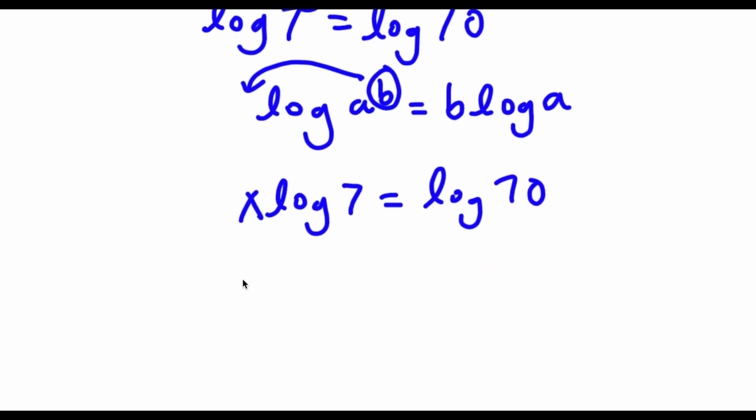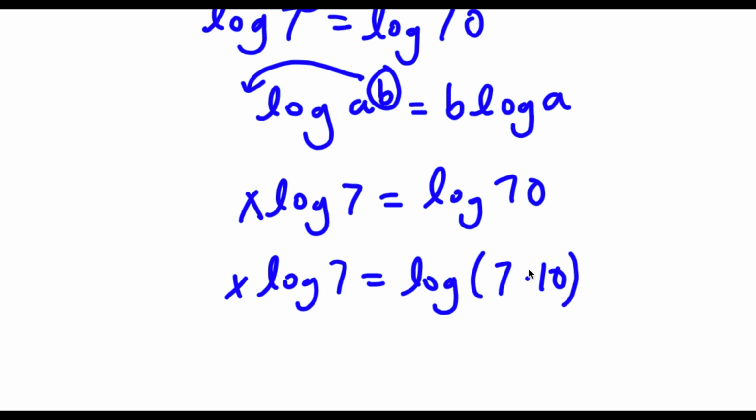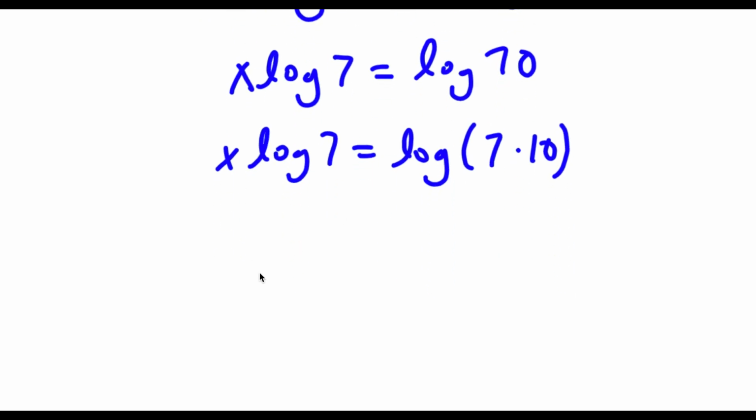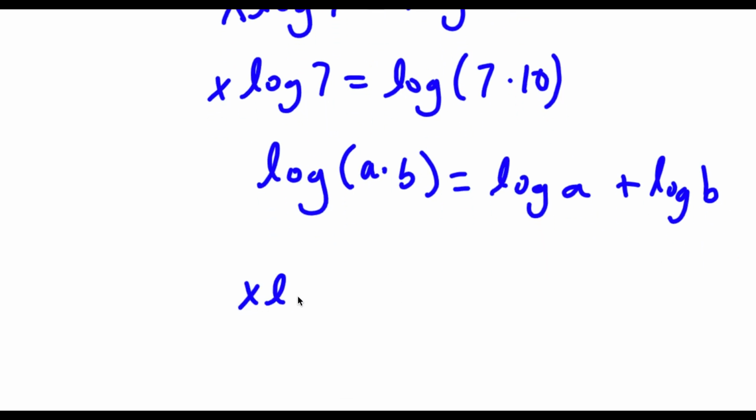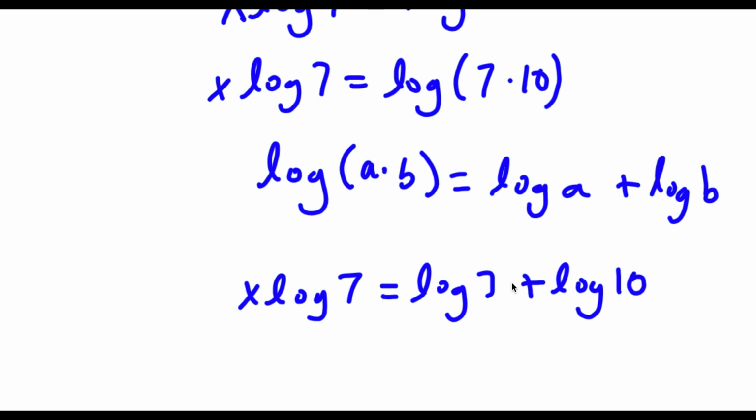Now log 70, that's the same thing as log 7 times 10. And now if I have something in the form log a times b, this is simply equal to log a plus log b. So log 7 times 10, that's going to equal log 7 plus log 10.